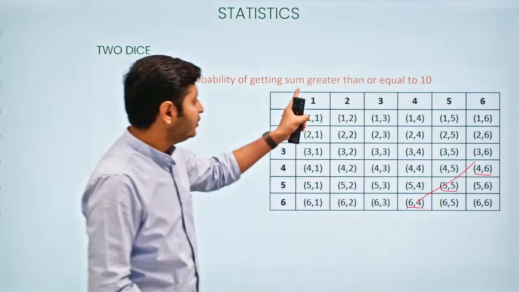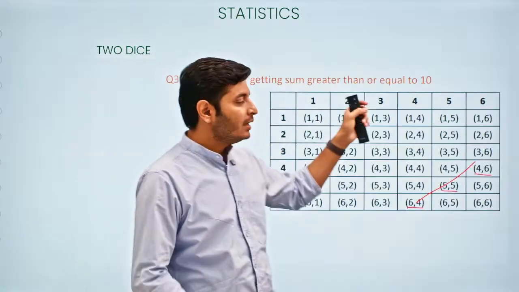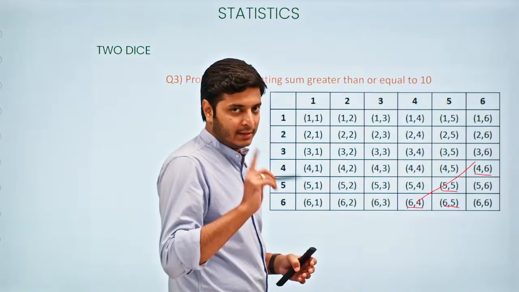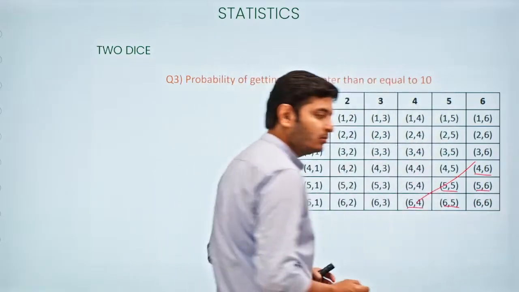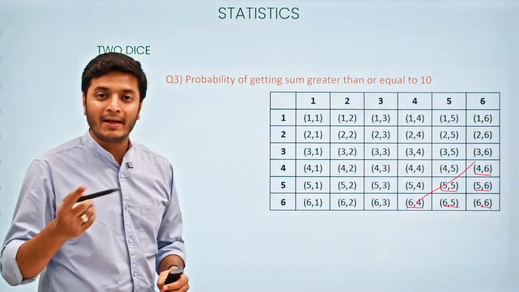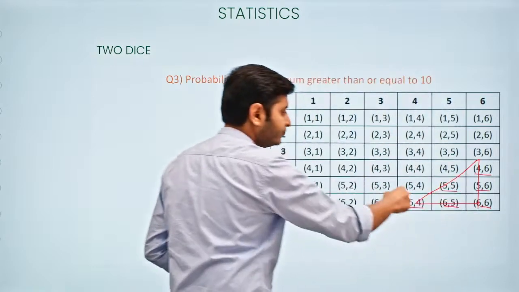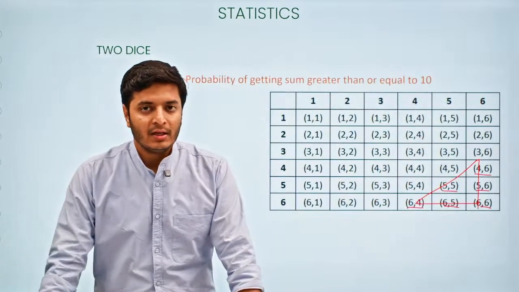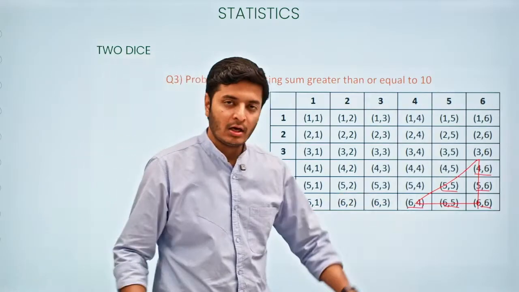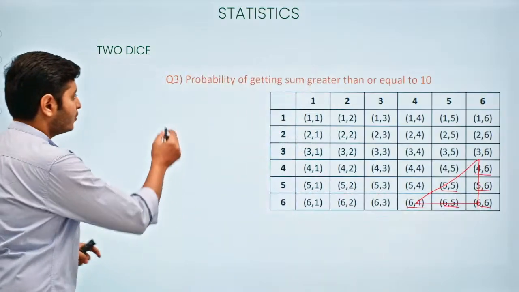But we need to include those observations also where we are having sum greater than 10. So 6 plus 5 is 11, greater than 10. 5 plus 6 is also 11, greater than 10. And 6 plus 6 is 12, greater than 10. So all the values in this triangle are having sum either 10 or greater than 10. So how many such outcomes? 1, 2, 3, 4, 5, 6. So favorable outcomes.